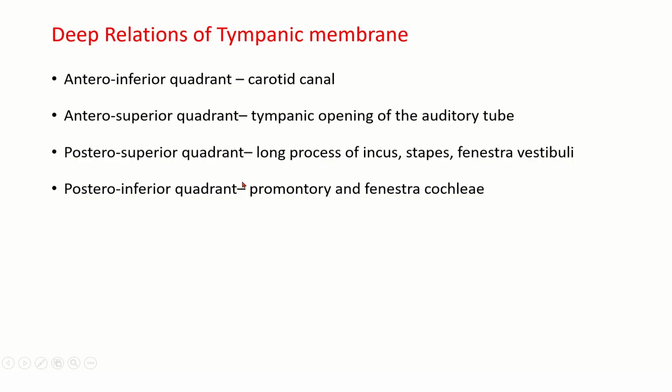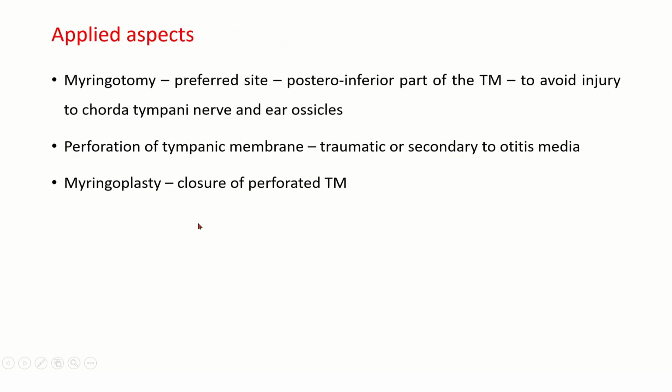So when we open the tympanic membrane in the posterior inferior quadrant, the chance of reaching these structures is very less, and we will avoid all these important structures. So for myringotomy, the preferred site is the posterior inferior part of the tympanic membrane, to avoid injury to the chorda tympani nerve and ear ossicles.